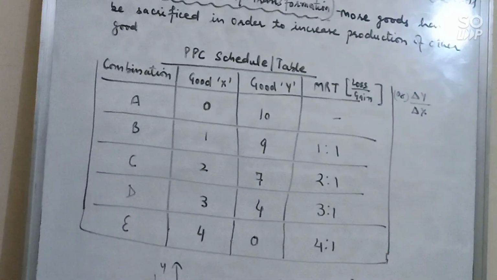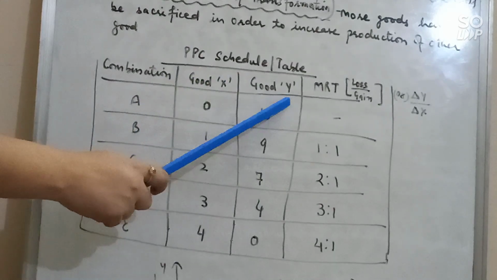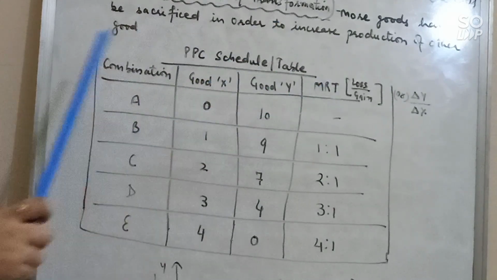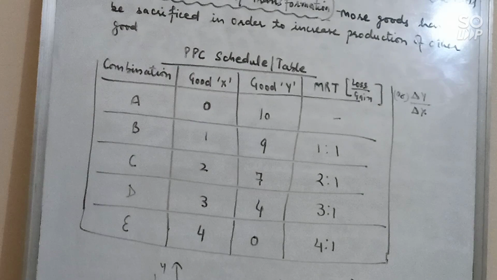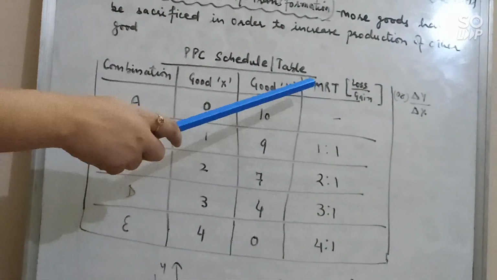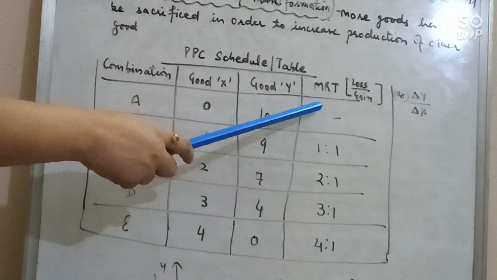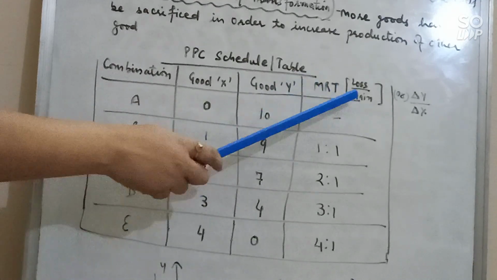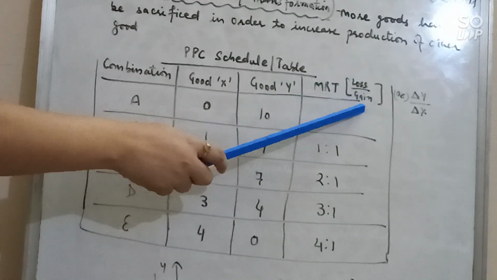So we can explain PPC with the help of a table and diagram. Under PPC I have taken 4 columns: combination, because we are going to show the combination of two goods, good X, good Y, and MRT. What is MRT? MRT means marginal rate of transformation. It shows how much of one commodity is sacrificed to increase the production of another. So the formula of MRT is loss upon gain.